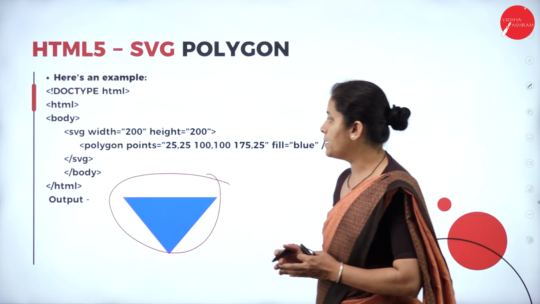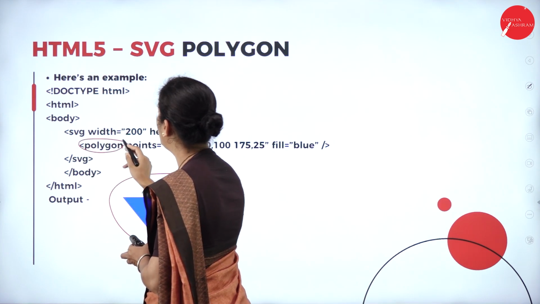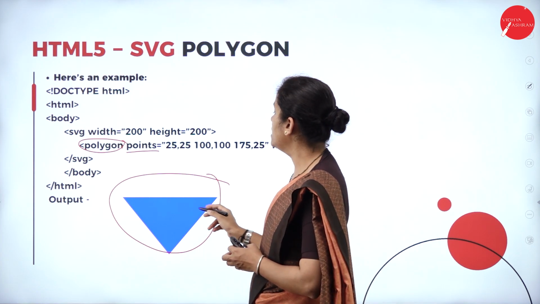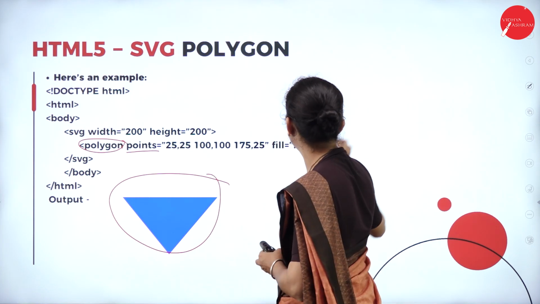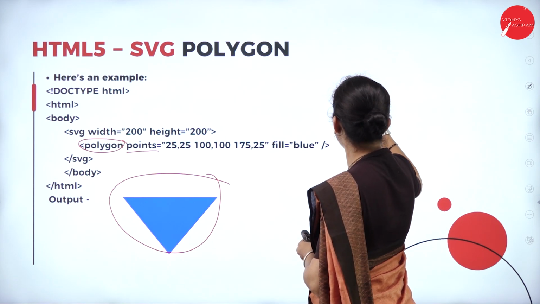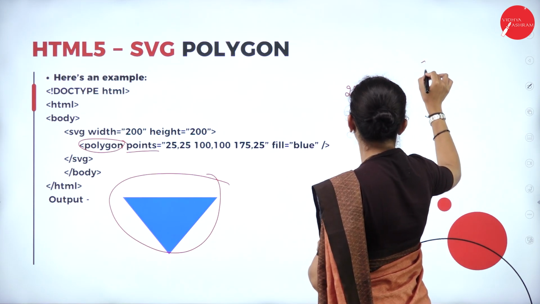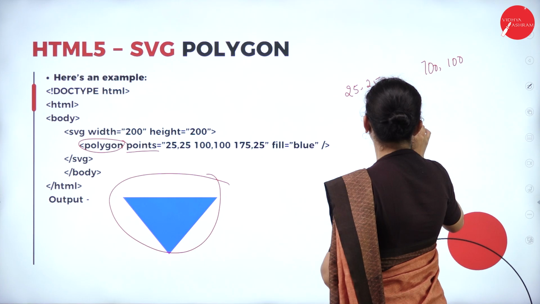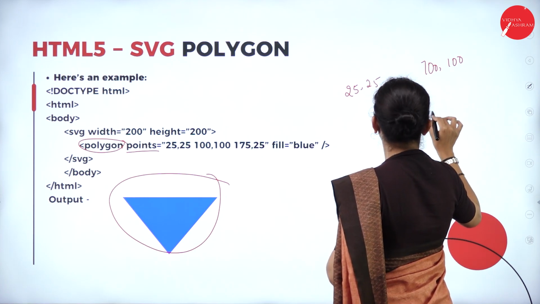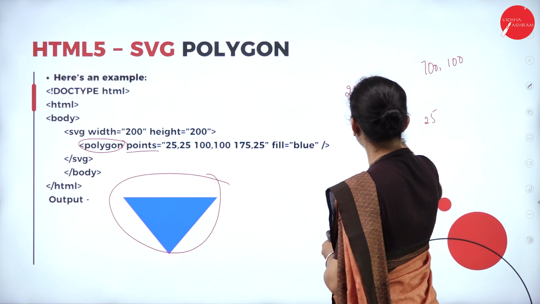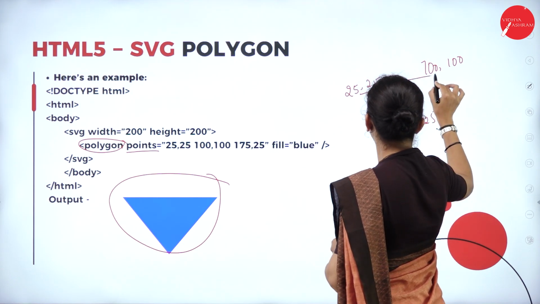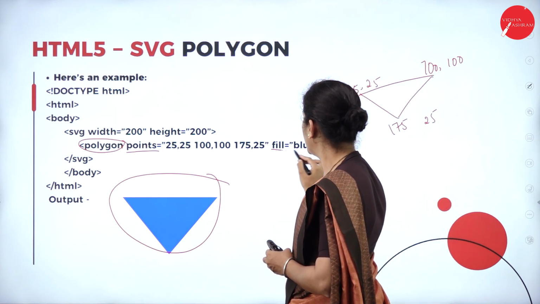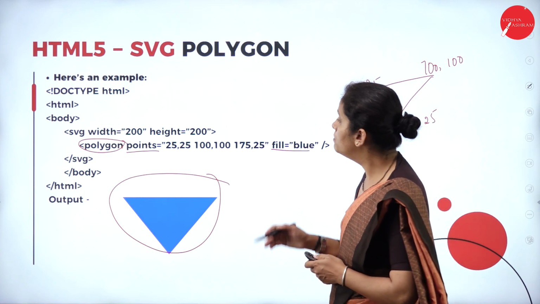Now, if I consider the program here, I have the element called polygon, and I'm going to have the points, that is 25,25. It is my starting point. Then I'm going to have 100,100. Then 75,25. So this is my first vertex, and the last one is connected automatically. And what is the color I'm going to fill? I'm going to fill the color blue.